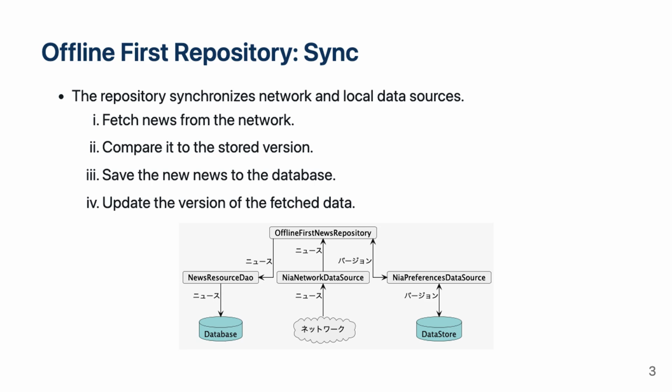Let's explore how to achieve offline first using Now in Android's Offline First News repository. To achieve offline first, we need to replicate data from the network data source to the local data source. This is called synchronization. Specifically, the repository first retrieves news from the network data source. It compares the version of the retrieved news with the version it has stored, and if it's new, it saves it to the database. Finally, it updates the stored version information.